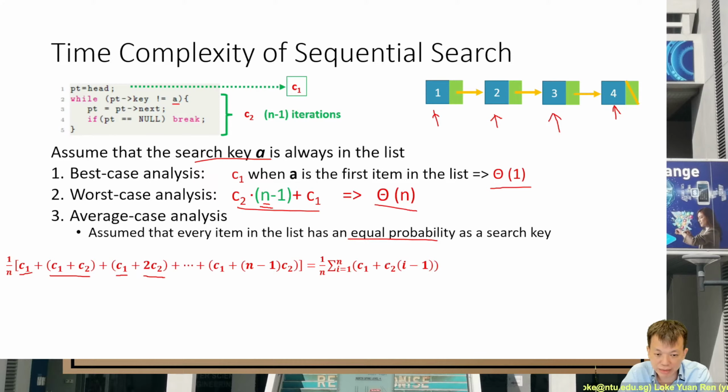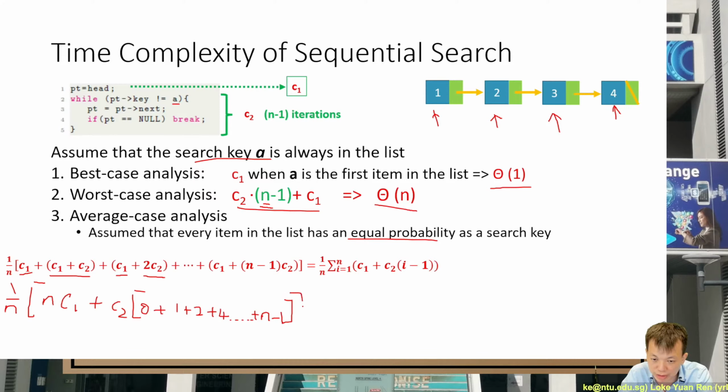1 over n, summation of C1 plus C2 times (i minus 1), i equal to 1 to n. So that means it's 0, 1, 2, 3, 4, 5, 6 up to n minus 1. So what is the summation of this? You have C1, C1, C1, C1. That means you have n C1, plus C2 times 0 plus 1 plus 2 plus 3 plus 4 plus, up to the last one which is n minus 1, which is an arithmetic series.